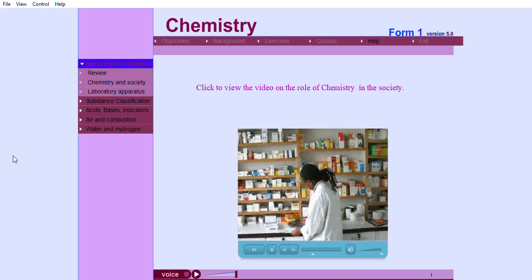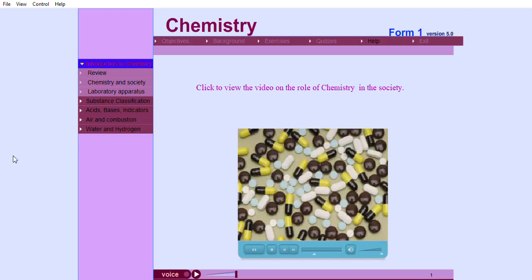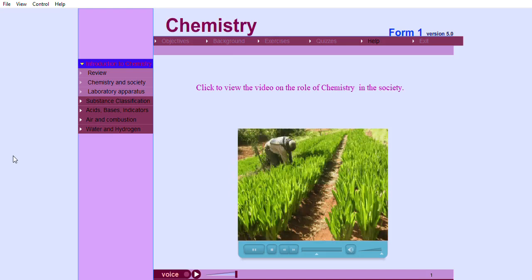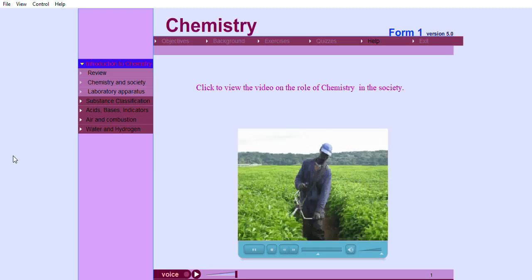Medicine is important in the eradication of a number of diseases, and major contributions to improving human health have been made by modern chemical discoveries. 2. Industry. Chemistry plays an important role in most industrial processes. 3. Agriculture. Chemistry is a significant contributor towards securing enough food grains and protecting crops.